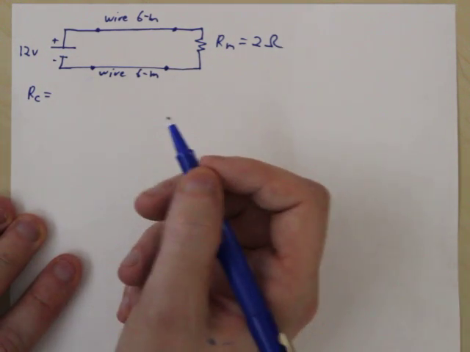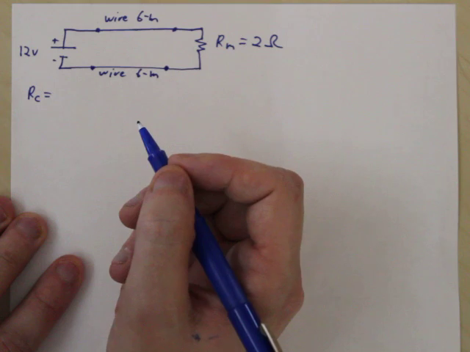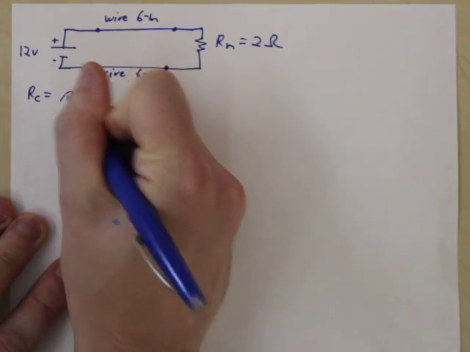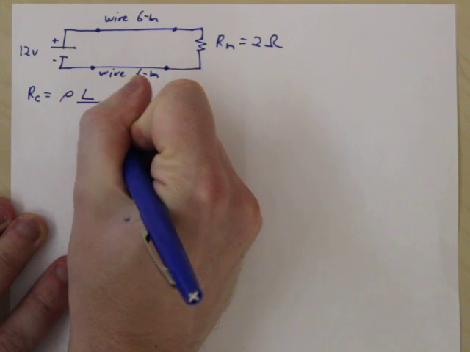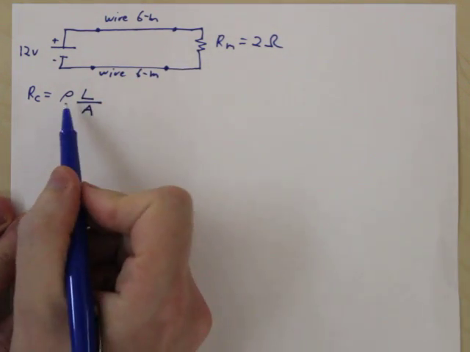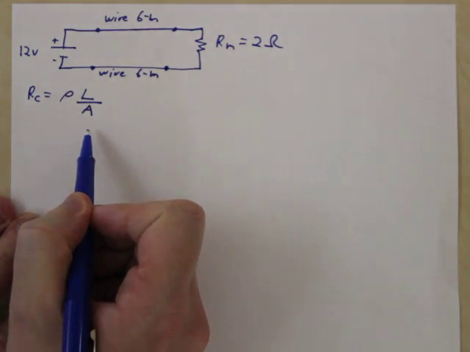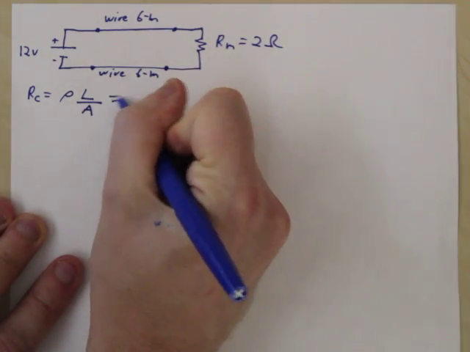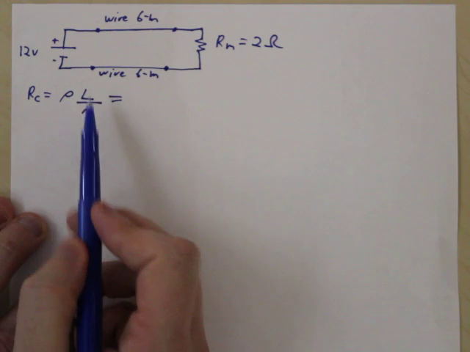And we have to look up what equations we have that might be useful for this. So the first equation we have that we've looked at just previous to this is rho L over A, just resistivity times length over area. And so this is our first step. So we should be able to start by plugging in different values that we have from this.